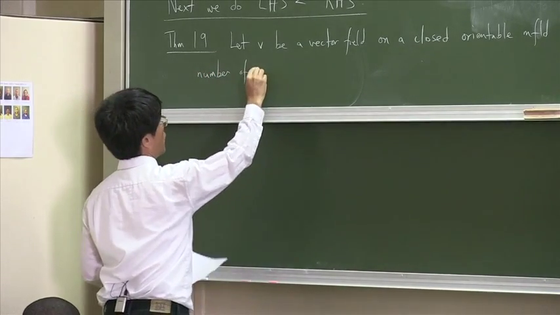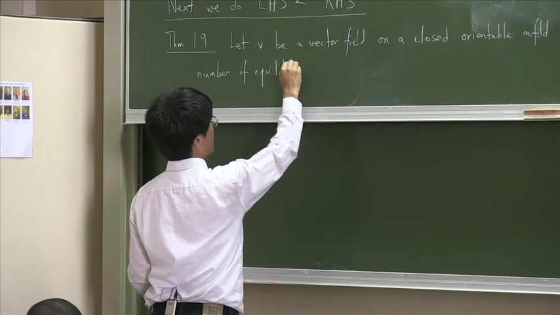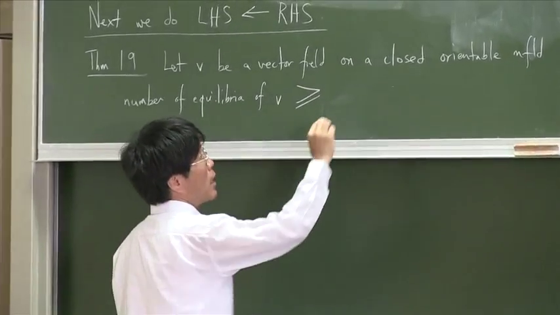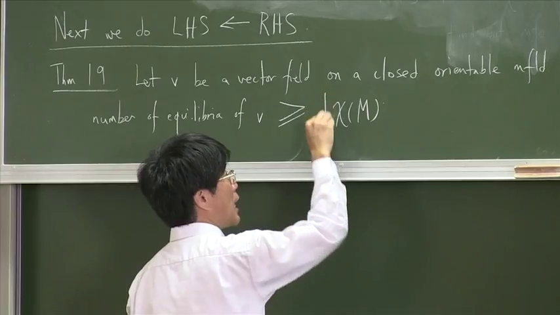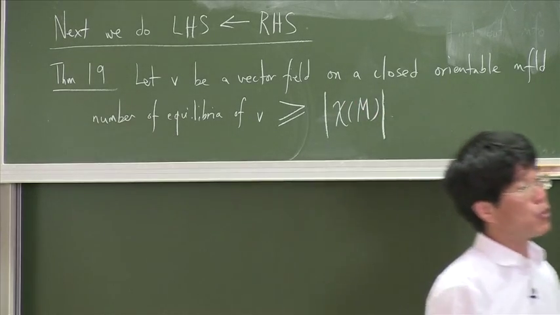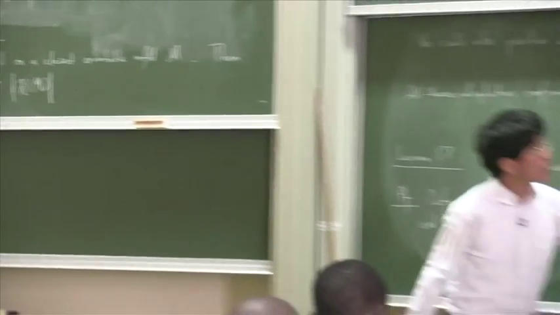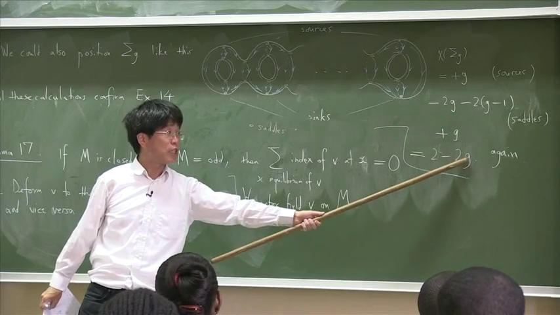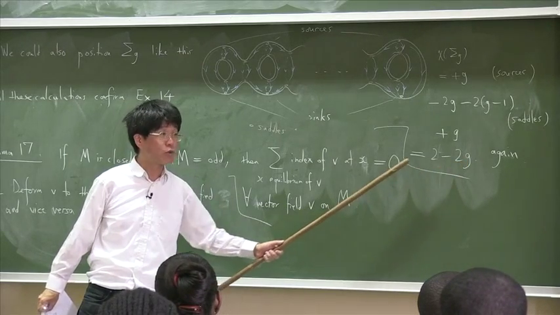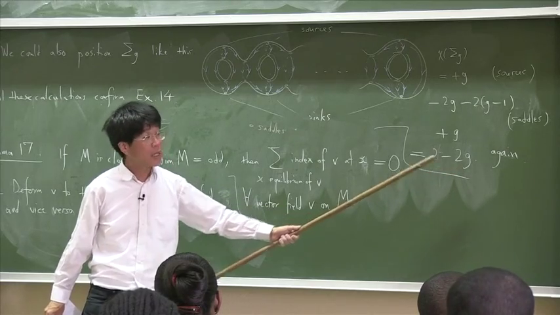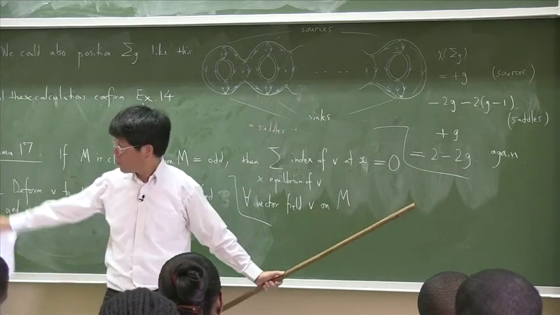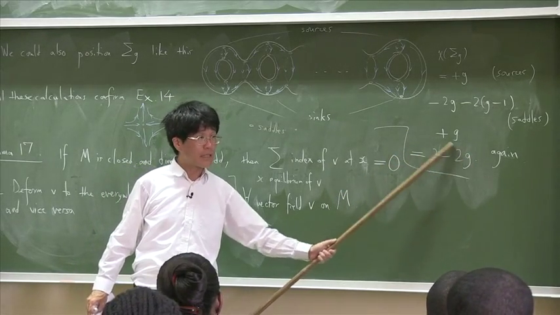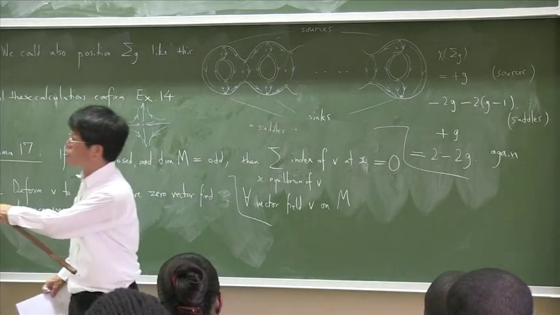The number of equilibria of this arbitrary vector field must be bounded below by the absolute value of the Euler characteristic. This absolute value is important. For example, in this case of sigma g, usually this number is negative. Indeed, for g starting from 2, 3, 4, 5, and so on, it's all negative. At g equals 1, it is 0. But I'm saying that you can bound below the number of equilibria by the absolute value of this. So even if it's a negative number, the absolute value is positive, so this becomes a strong bound.